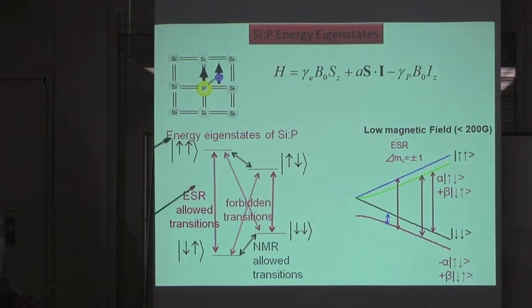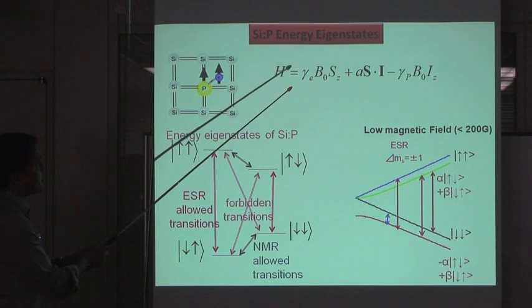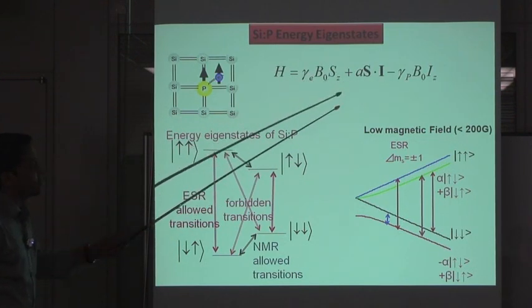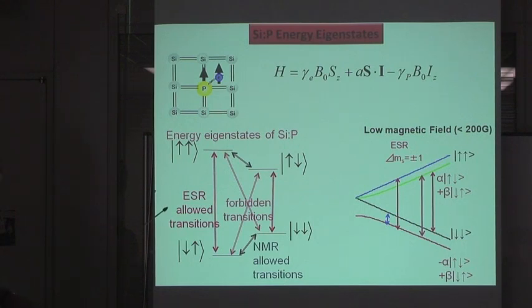Before explaining the recombination part, I will give you an overview of how phosphorus behaves in silicon under magnetic field. This is the Hamiltonian, where this is the electron Zeeman term, you have the nuclear Zeeman term, and the hyperfine interaction term. In very strong magnetic field, you have 4 levels of phosphorus, where this shows the electron spin and this is the nuclear spin of phosphorus. We can make transitions between them. Generally, this is the ESR allowed transition between these 2 levels. Then you have NMR allowed transitions, and then there are a few transitions which are generally forbidden at high magnetic field, because of the selection rules.